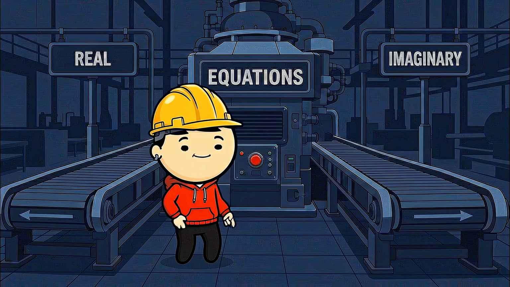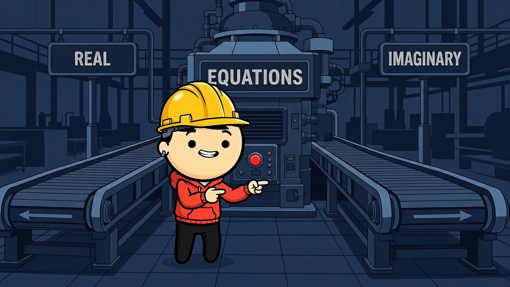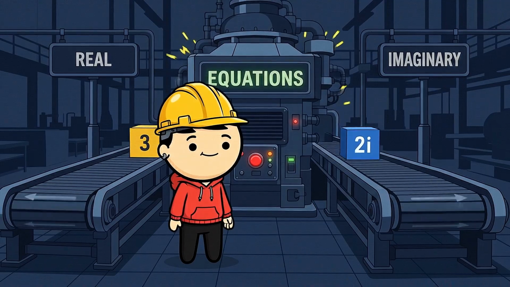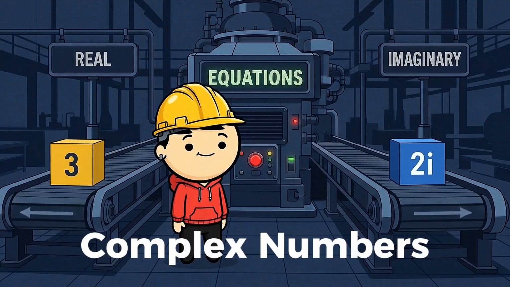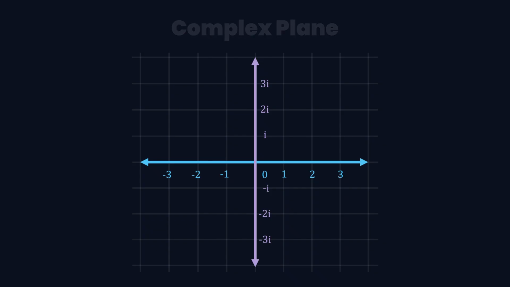Oh, so now equations started producing answers with both real numbers and these imaginary ones, like 3 plus 2i, and these became known as complex numbers. But wait, the real number line has no place for them, so mathematicians drew a new line, perpendicular right through 0. This is the complex plane.